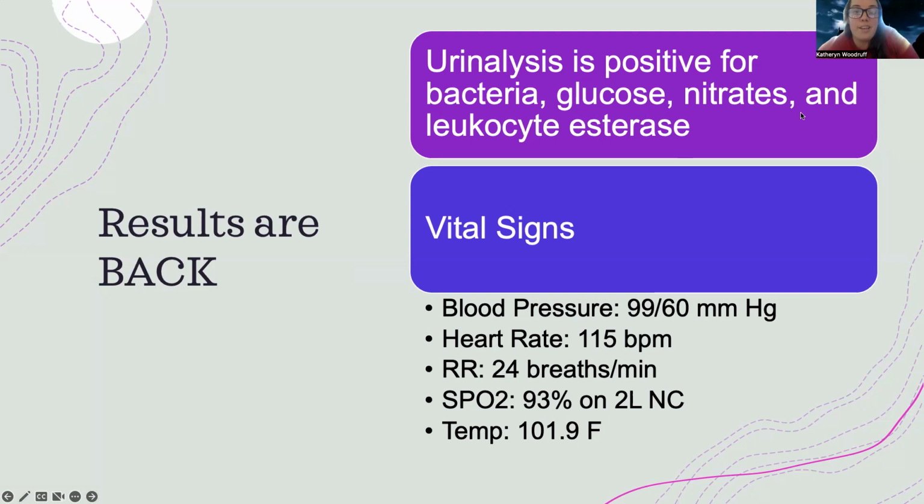So then there's nitrates. Nitrates are usually positive, and same with leukocyte esterase, when there is an infection. So far we're seeing that there might be some sort of UTI, but we still need more information. So we have a blood pressure of 99/60.